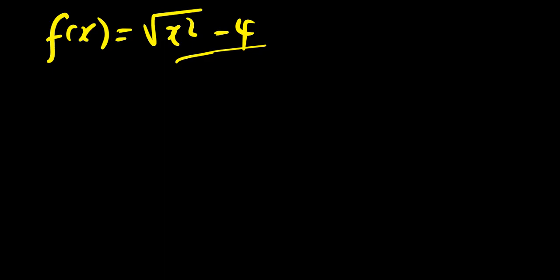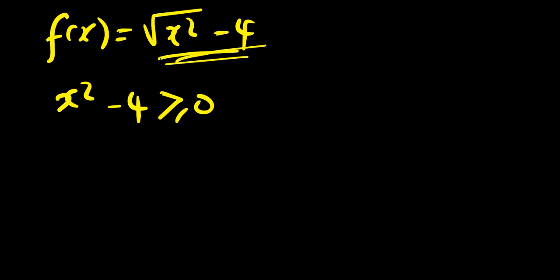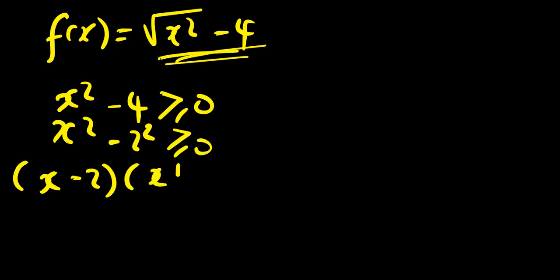What are we going to do? We're going to set the whole expression in the root to be greater than or equal to 0, because you don't want a negative in the root. So x squared minus 4 should be greater than or equal to 0. Let's factorize the inequality. This is x squared minus 2 squared, which is the difference of two squares, so it's x minus 2 times x plus 2, greater than or equal to 0.